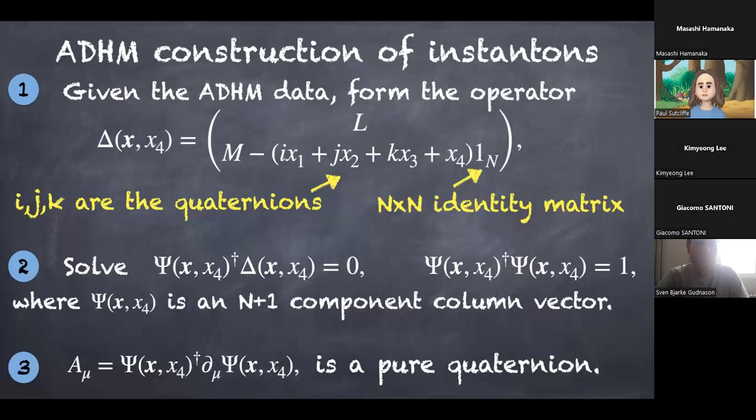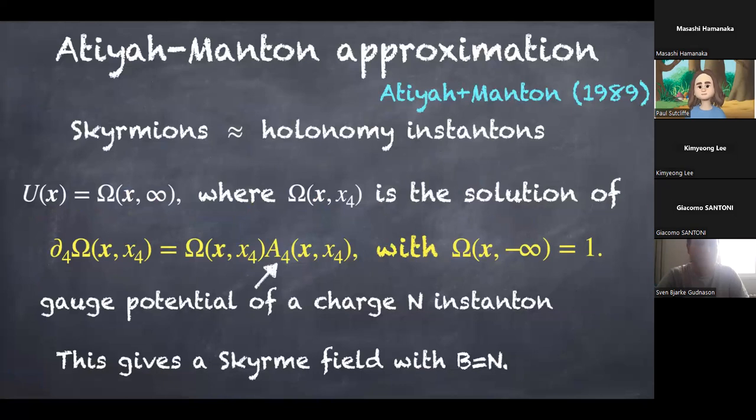So now I can tell you about the Atiyah-Manton approximation. The Atiyah-Manton approximation says that you can approximate skyrmions by taking the holonomy of an instanton. So here explicitly, what does that mean? It means you have to solve some differential equation in the 4th direction. So I've split up space. I've broken the symmetry a bit by splitting up the R4 of space into R3 and the X4 coordinate for the extra dimension. So the differential equation that you have to solve is the one in yellow here.